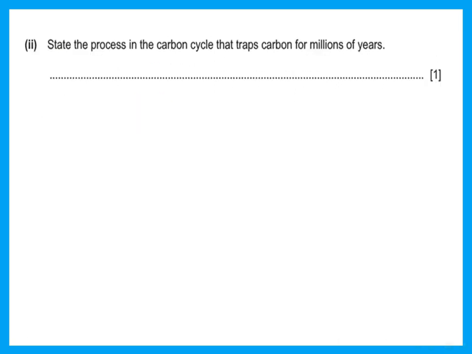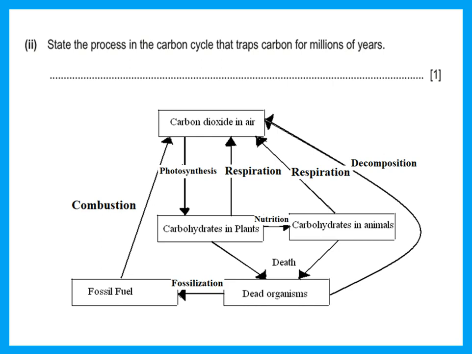Then it's asking, state the process in the carbon cycle that traps carbon for millions of years. So which of these processes traps carbon for millions of years? That is when we make it into fossil fuel. So that is the process of fossilization.